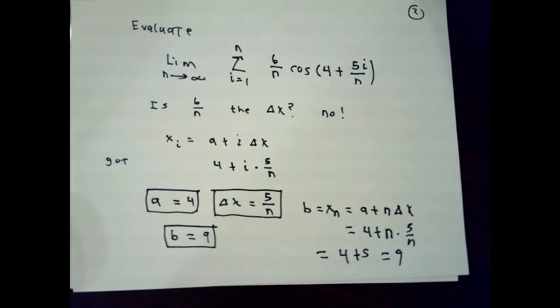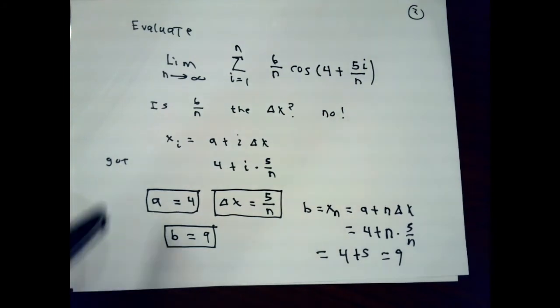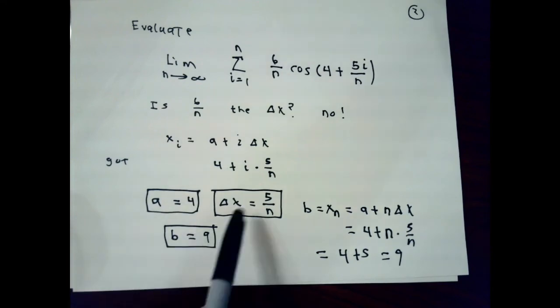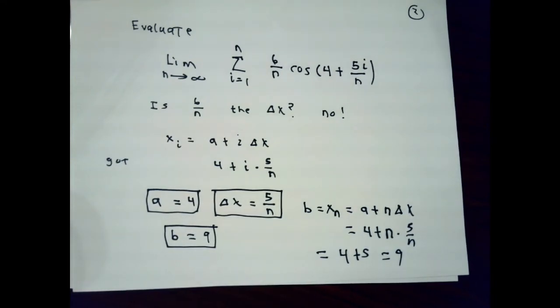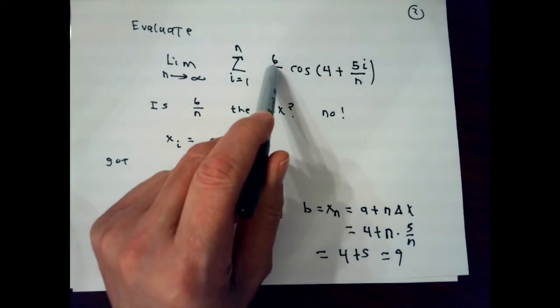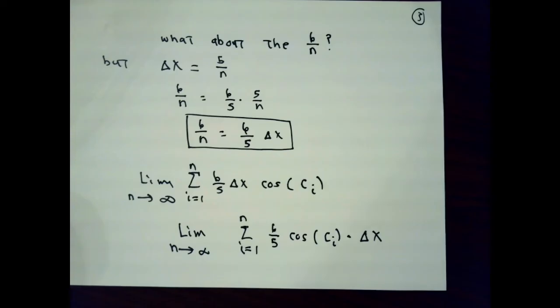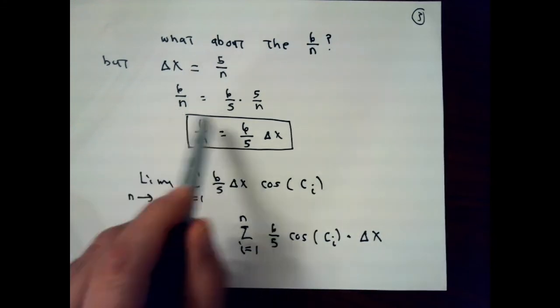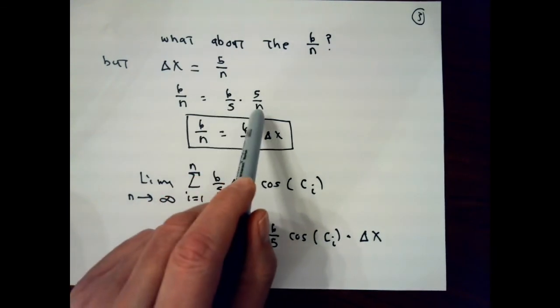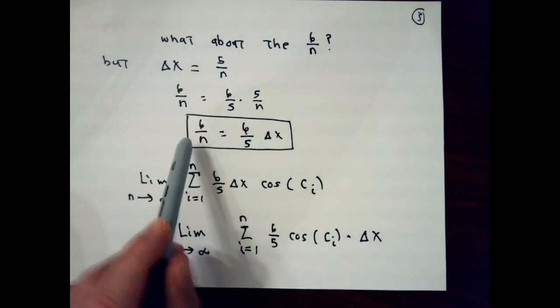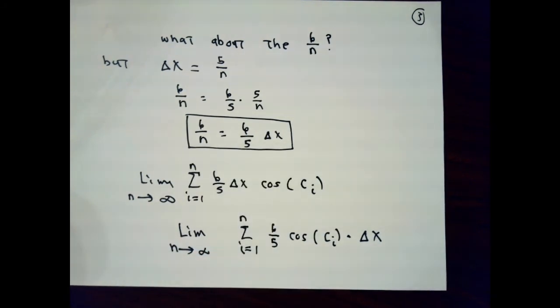So if I think of this as being the right end of subinterval number i, this tells me three things. It tells me the limits of integration, and it tells me the spacing. I still have to do something about that 6 over n there. 6 over n almost looks like delta x, except delta x is 5 over n. This is not a big problem. 6 over n is 6/5 times 5 over n. 6 over n is 6/5 times delta x.